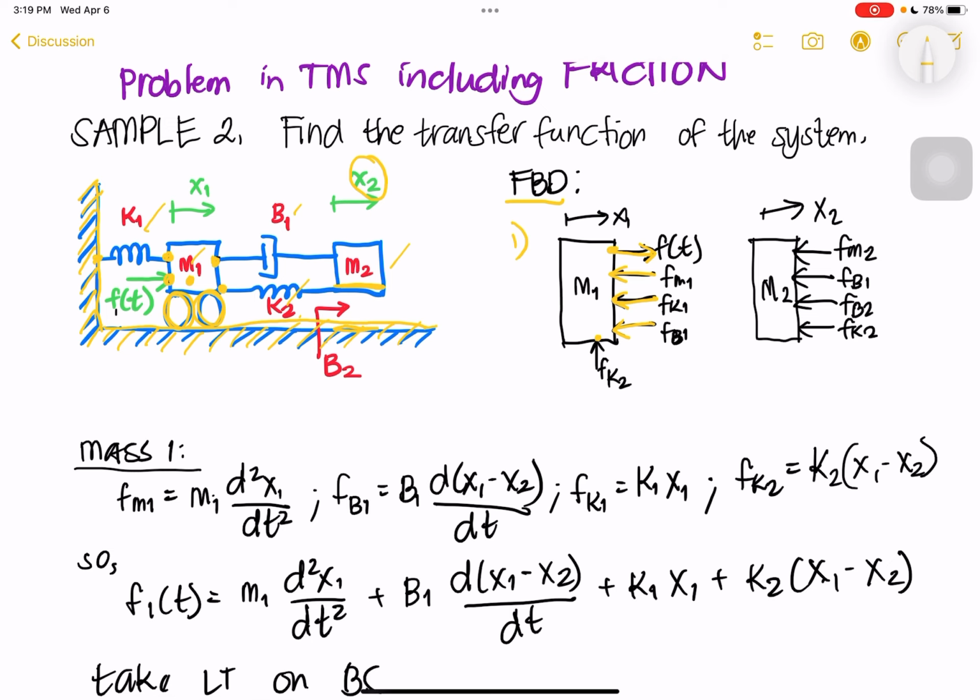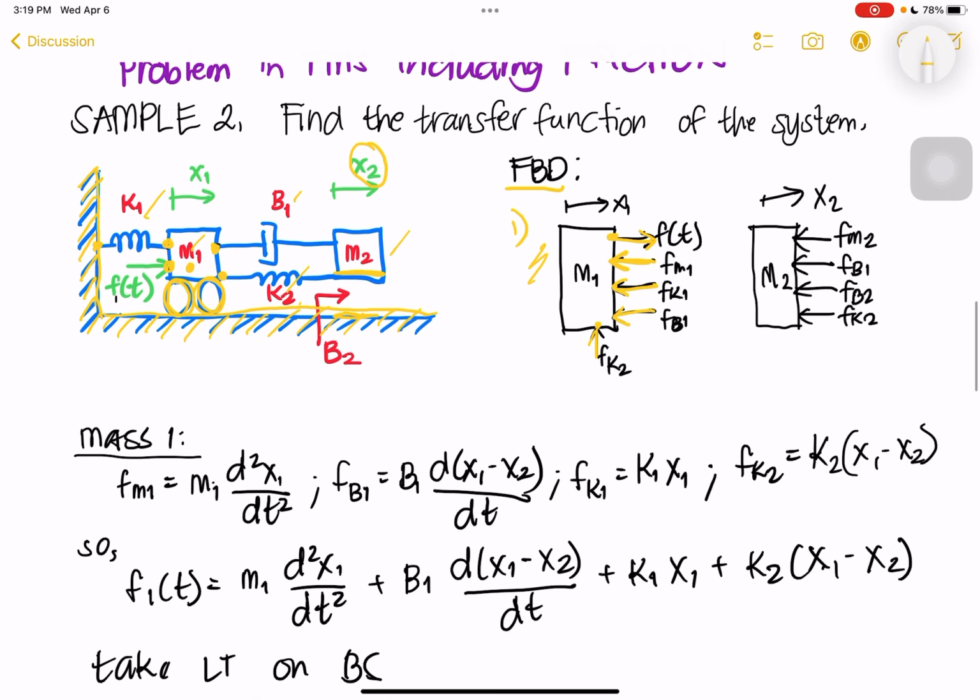It doesn't matter if the arrow is drawn on the left side, right side, or bottom part of the box, as long as the arrow is pointing towards or from the mass. Okay, so we have 1, 2, 3, 4, 5 forces. And then don't forget as well to write the displacement.